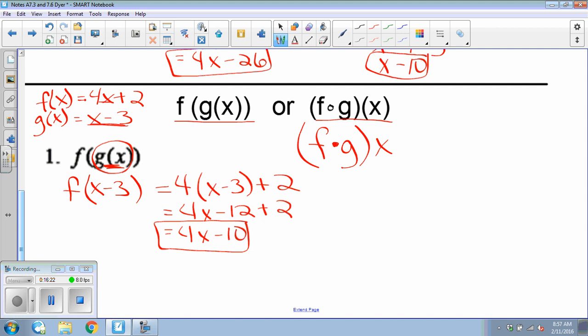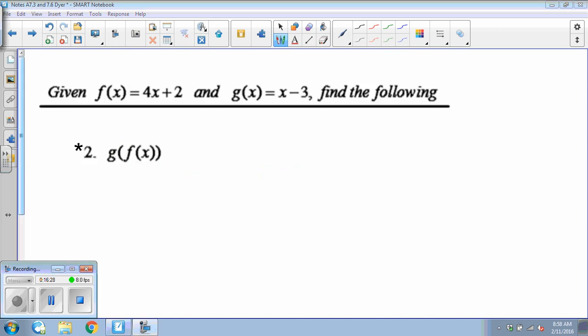Yes? I have a question. This is another one. Given that f of x equals 4x plus 2 and g of x equals x minus 3, find g of f of x.